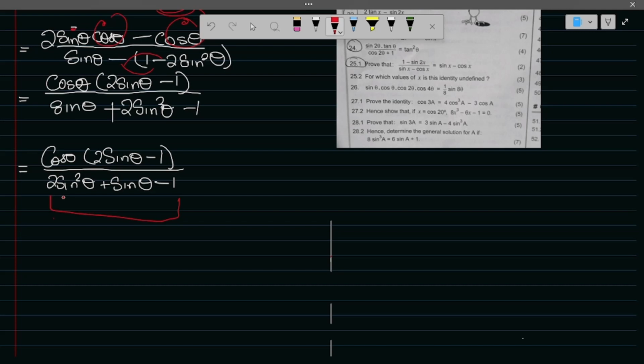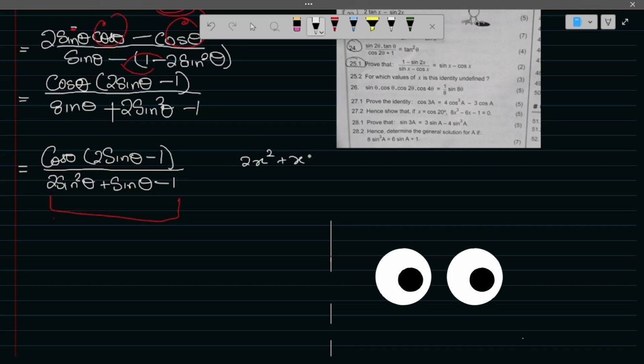It's similar to this, guys. I understand people might not be familiar with this. It's similar to the quadratic in x variables, like this. Just that this is a trigonometric function. It's similar to 2x squared plus x minus 1.